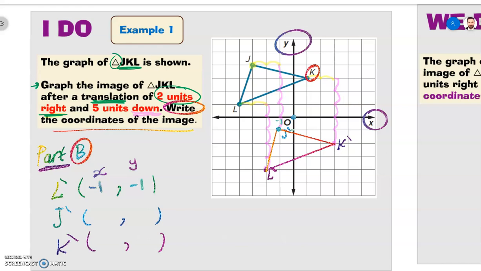Let's write K dash. In K dash here, I have 1, 2, 3 right. But how many down? 2 down. Down means negative. So 3 right and 2 down means negative 2. The last point that I have to write is L dash: negative 2 left, 1, 2, 3, 4 down. Negative 2 left and 4 down, negative 4. Why am I writing negative 4? Because it's down.